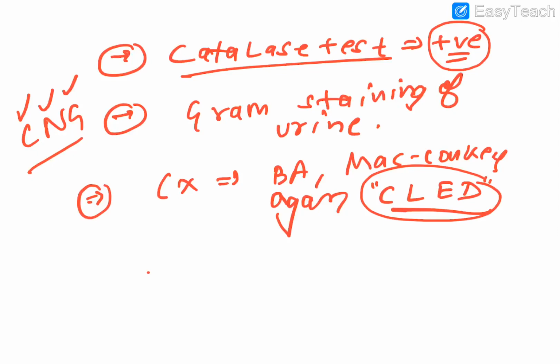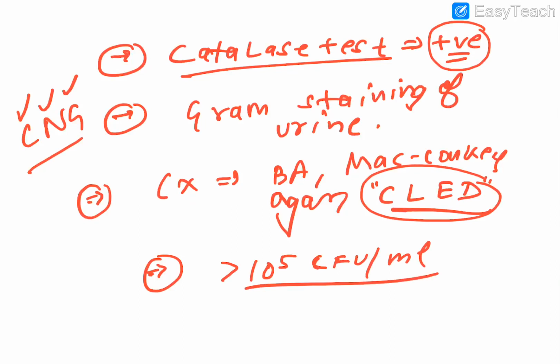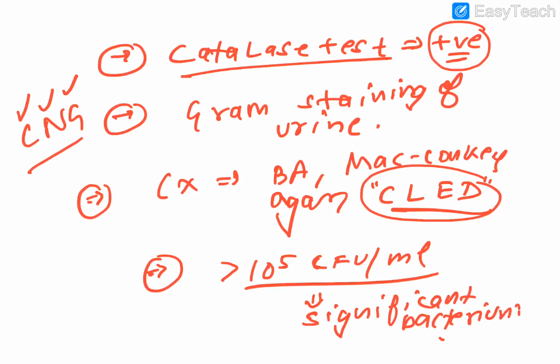Then what is the count which is significant? The significant count is termed as more than 10 to the power 5 CFU per ml. More than 10 to the power 5 CFU per ml is considered as significant bacteriuria. This is termed as what? Significant bacteriuria. So remember this particular number also, 10 to the power 5. This is termed as significant bacteriuria.